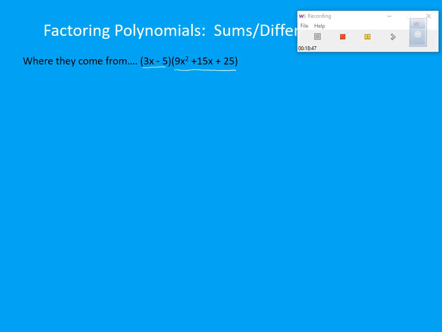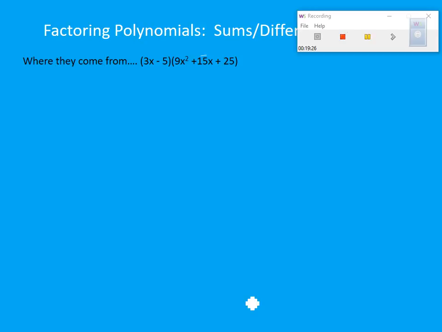I want you to notice a couple of things. Notice that this 9x squared plus 15x plus 25 is almost a perfect square trinomial. Almost. The square root of this is 3x. The square root of this is 5. But the middle term isn't doubled. The middle term should be 30x. So whenever you multiply a binomial with what I'm going to call its almost trinomial, let me show you what happens. A binomial times its almost trinomial.